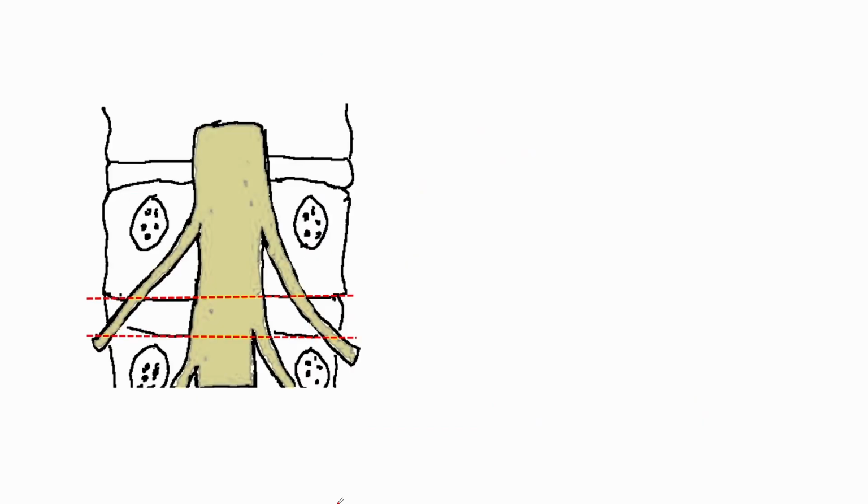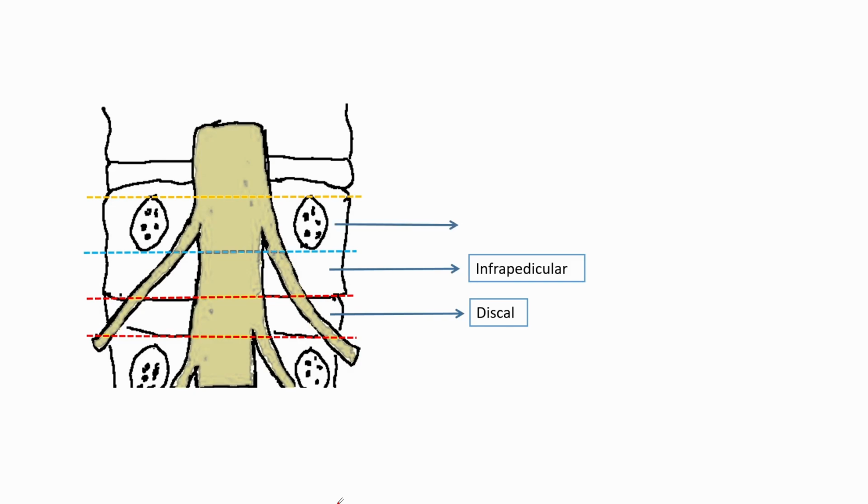In the vertical plane, the space between the lower border of the disc space and the upper border of the disc space is known as the discal zone. From the upper border of the disc space to the inferior border of the pedicle is the infrapedicular zone. From the inferior border of the pedicle to the superior border of the pedicle is the pedicular zone, and from the superior border of the pedicle to the inferior margin of the disc space is the suprapedicular zone.